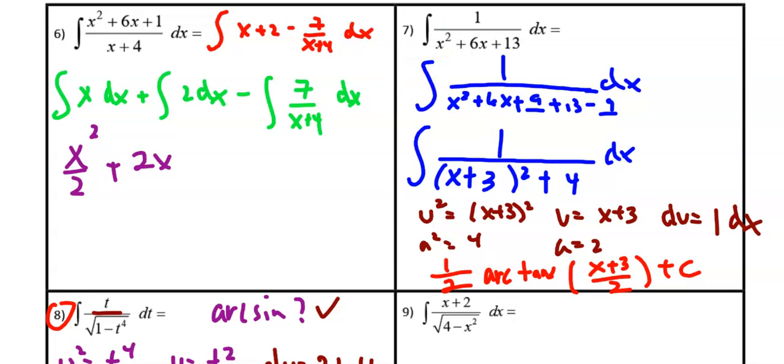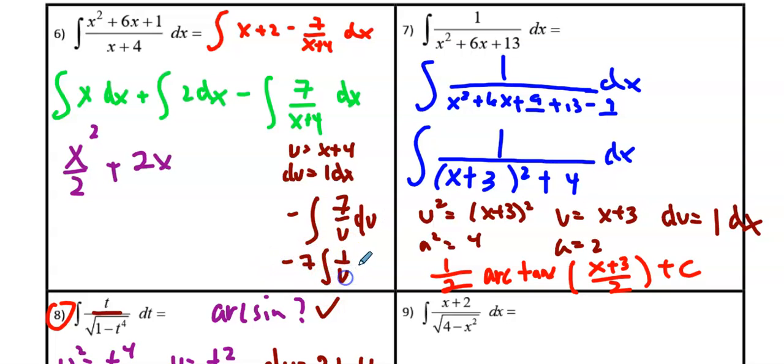So this is where we're going to actually use our good old friend u substitution. So we're going to apply u substitution for this. We get u is equal to x plus 4, and our derivative is going to be equal to 1 dx. So this would end up being, ladies and gentlemen, minus the integration of 7 over u du, which I could also pull out the 7, and I'm left with 1 over u du.